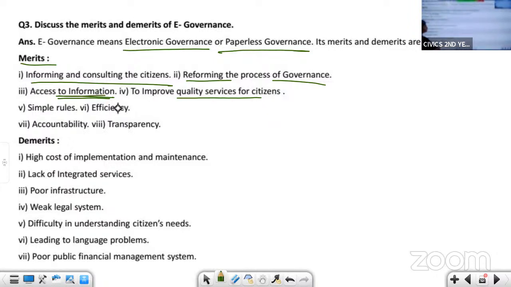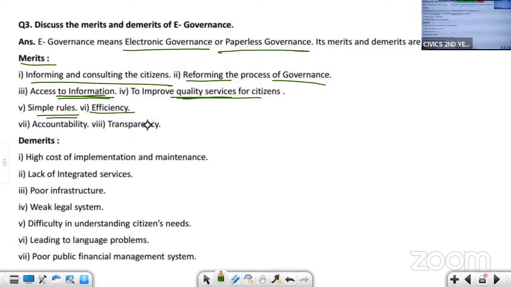How to apply for your birth certificate, or how to apply for various schemes of the government, you need not go to any particular department or office. Sitting at your home, you can get the information. So it has improved the quality of services provided for the citizens. Rules are also very simple. And there is efficiency.